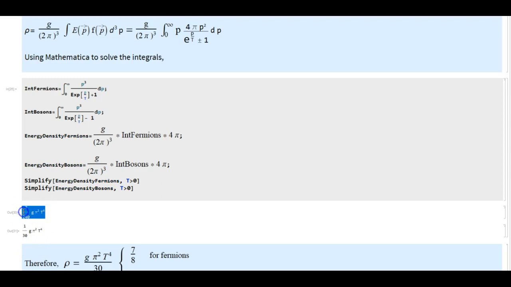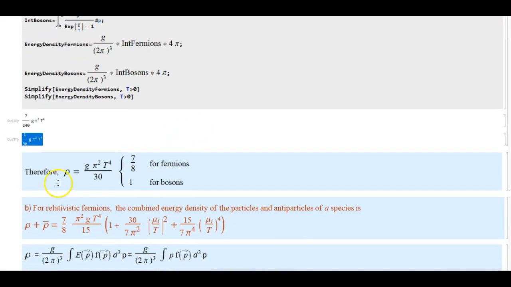this expression for energy density of fermions, this expression for energy density of bosons, and so again, everything is pretty straightforward. You factor out g pi squared T^4 by 30. For bosons, we get 1, and for fermions, we get 7 by 8.